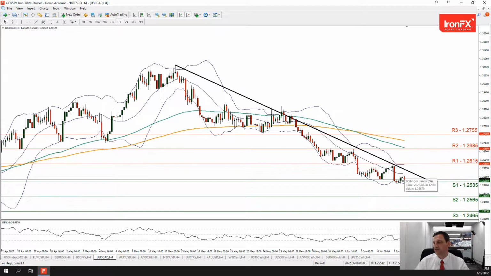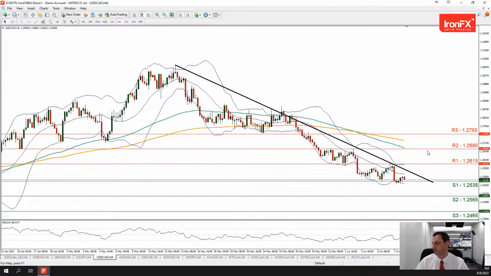So for stabilization to take place, we would expect the price action to rise, break the downward trend line, yet not break clearly the 1.2615, respect that level, and that would confine the price action between the R1 and the S1. Should the bulls take over, we would expect the price action once again to break the downward trend line, break clearly also the 1.2615, and start aiming for the 1.2685.